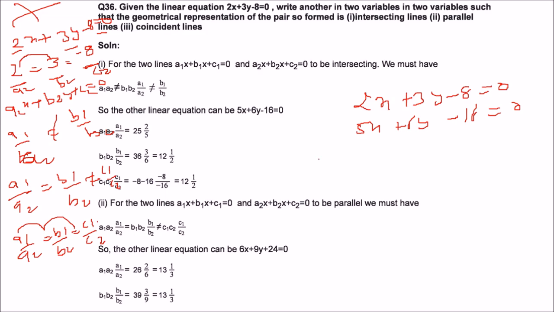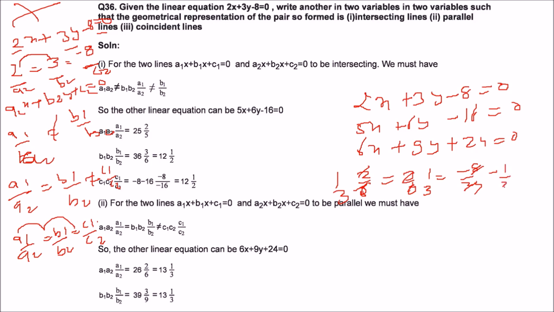But if you want to make a line, say 6x plus 9y, since 2 3s are 6, so you just make minus 24 equal to 0. So let us make plus 24. So this will be 2 by 6, 3 by 9 and minus 8 by 24. So 2 by 6 is 1 by 3. Here also 3 by 9 is 1 by 3. Here you have 8 3s are 24, so it will be minus 1 by 3. So 1 by 3 is equal to 1 by 3, but it is not equal to minus 1 by 3. So this is an equation which is showing two parallel lines.